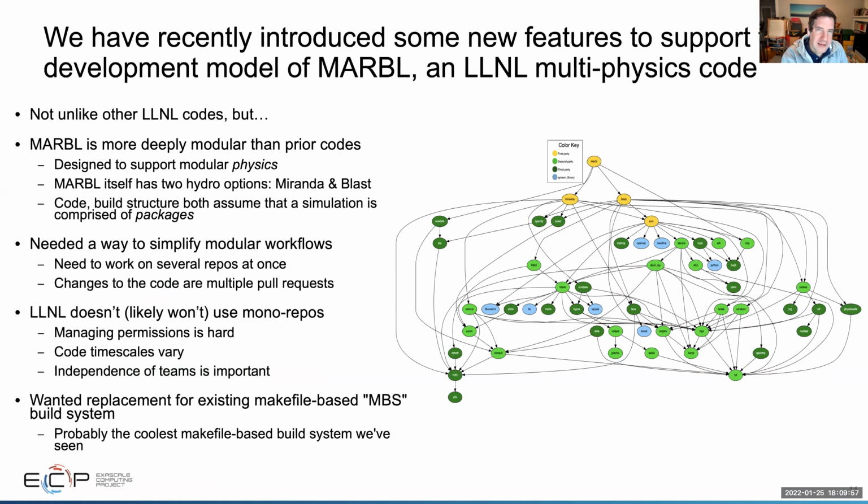But the downside of that is that the code is split into like 50 plus packages. And so they work on many of them at the same time. So you can see in this diagram, the core team sort of works on these top 4 packages. So Miranda is the Eulerian package and Blast is the ALE, or arbitrary Lagrangian Eulerian, package. EXO is sort of the infrastructure package on top of that, and Marble ties it together. They have a bunch of packages that they also work on that are not theirs.